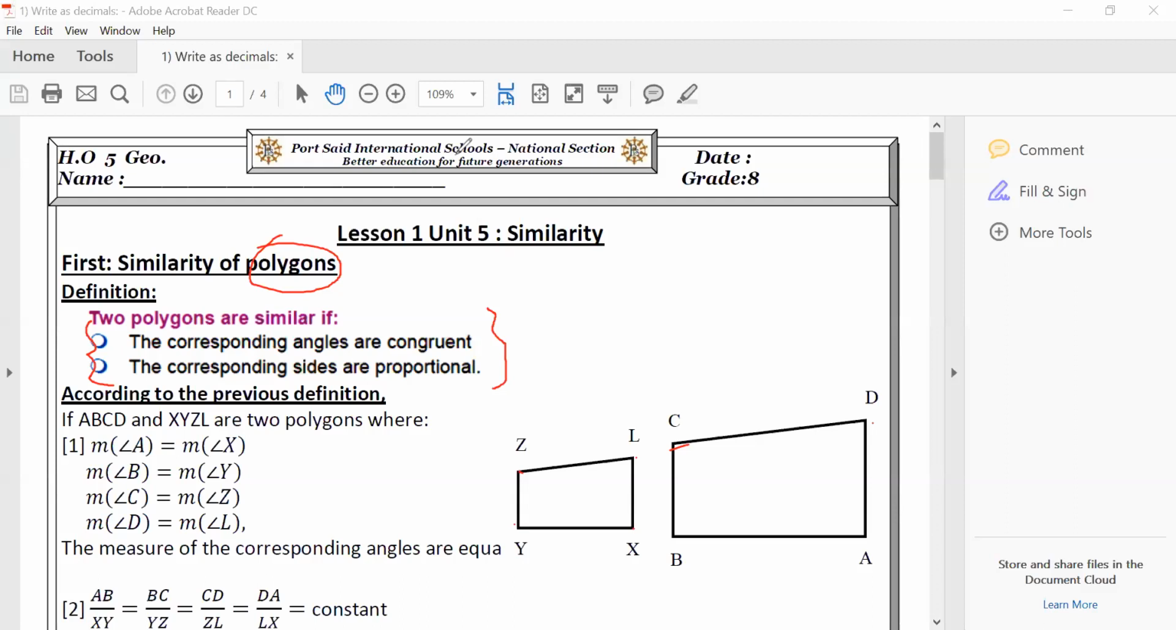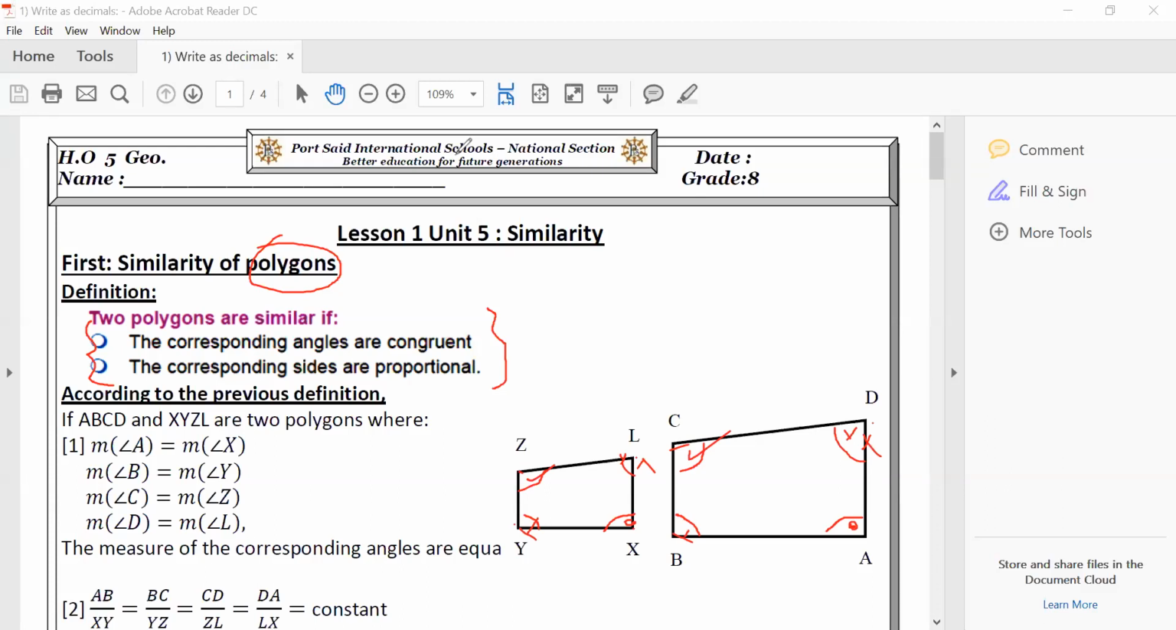First, the corresponding angles are congruent. Corresponding means the same angle. Angle A's corresponding angle is angle X. Angle B's is angle Y. Angle C, angle Z. Angle D, angle L. So angle A must be equal in measure to angle X, and angle B equal to angle Y, angle C equal to Z, and angle D at last equal to angle L.